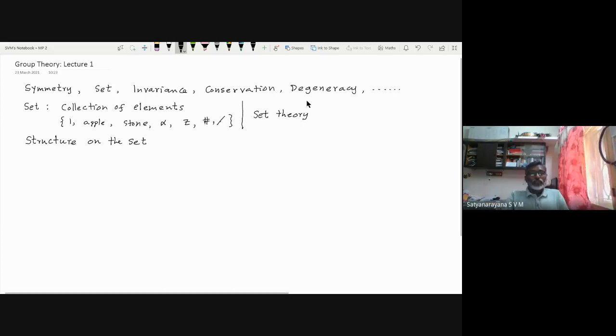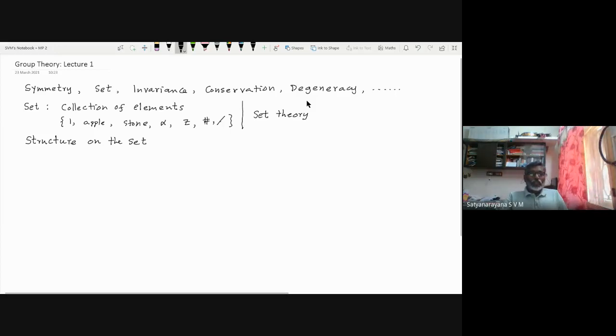Okay, so if you define some structure on the set, that means now your set cannot be arbitrarily any collection, but your set should be such that there is some structure. So one particular structure on a set is what we call a group, and there can be different structures. Okay, there are something called rings, something called modules. Okay, so there are vector spaces. All these things will come under different structures on the set. Okay, so we are interested in groups.